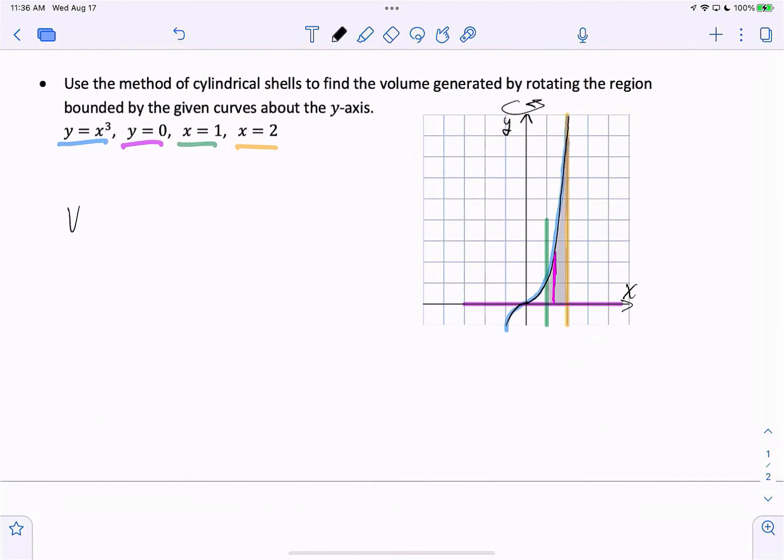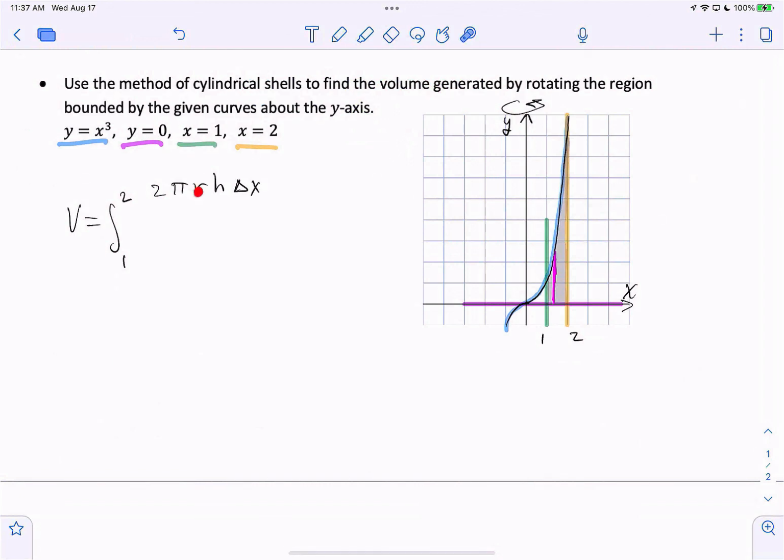Now our volume is going to be an integral, and the bounds of the integral are the bounds of the region that we're talking about. Since our region goes from x equals 1 to x equals 2, those are our limits of integration. And then we're looking at 2 pi RH, and then of course there's a delta x.